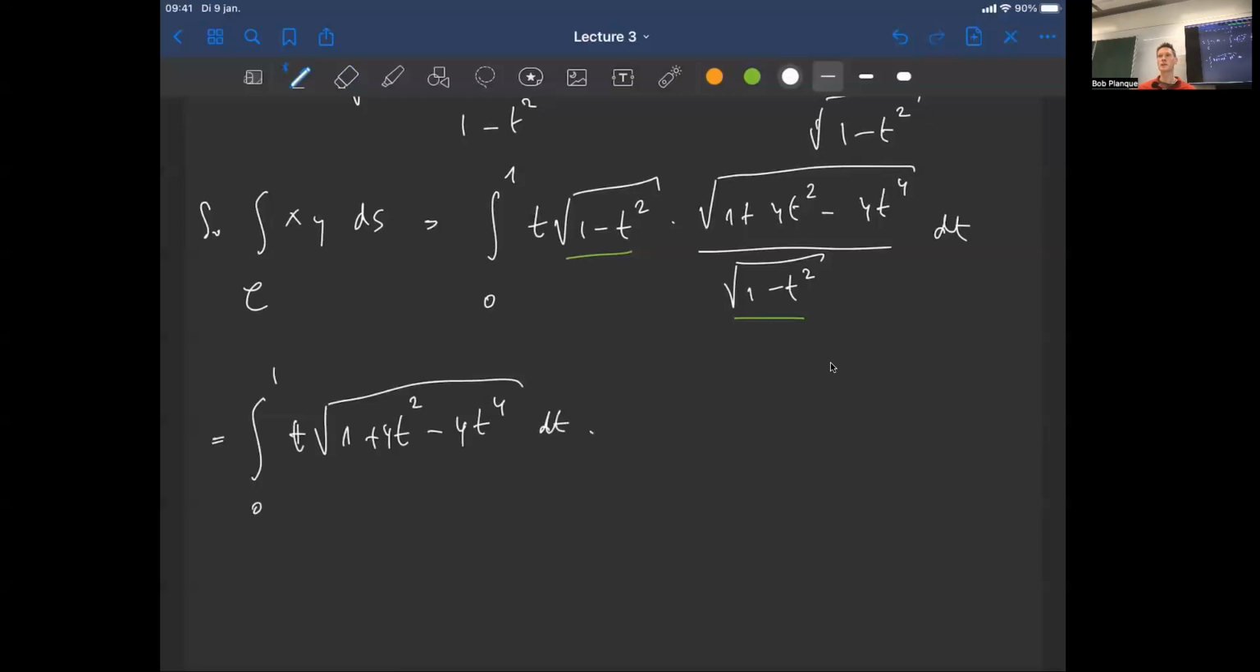Still looks pretty bad, but now we're in the realm of standard integration techniques, which of course you do not know by heart anymore, but we will practice them again in these lectures. So how to do this one? This is actually not an easy one at all.